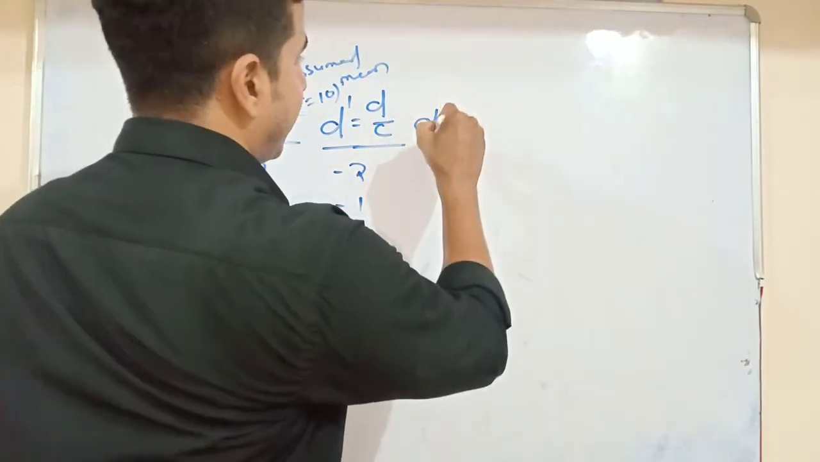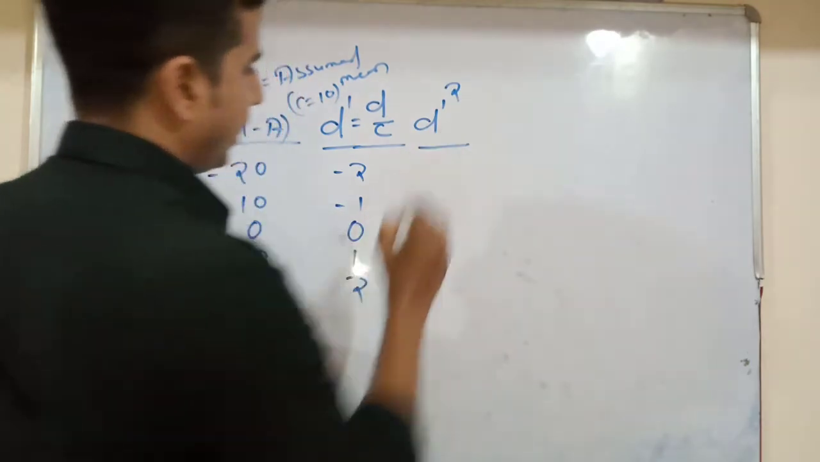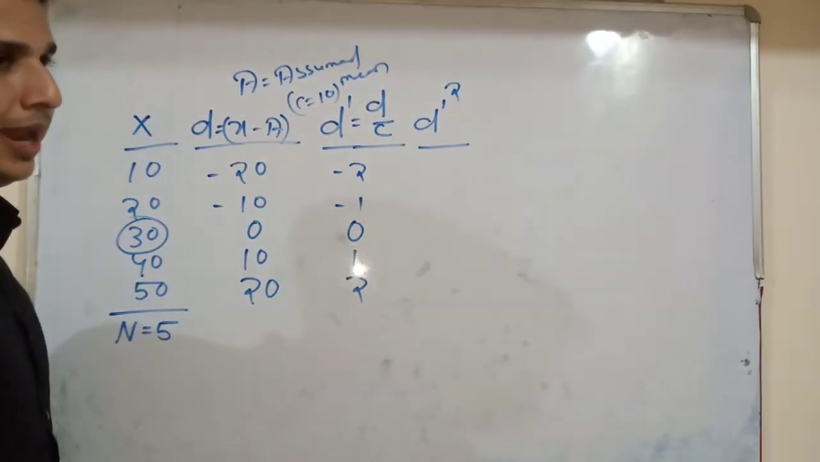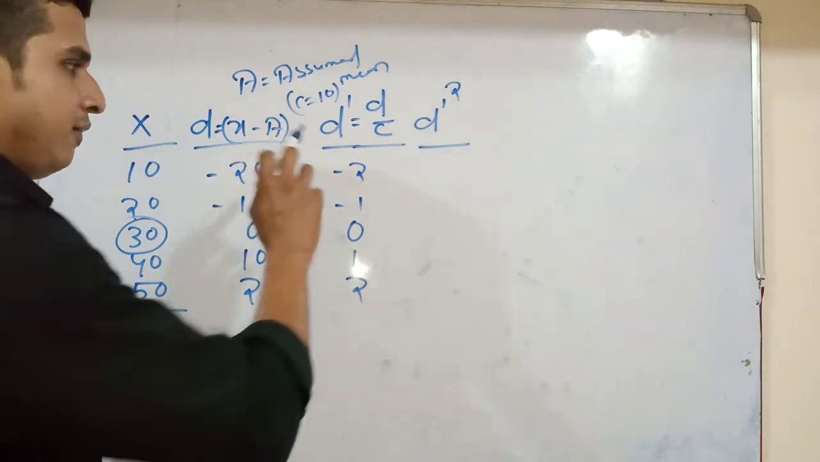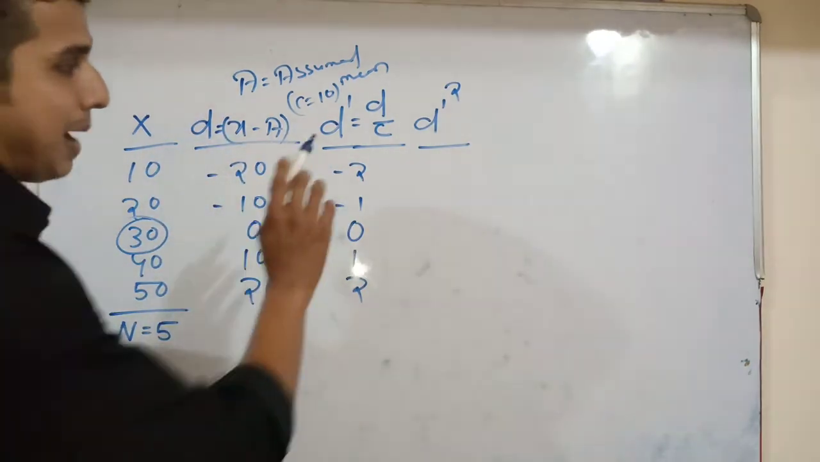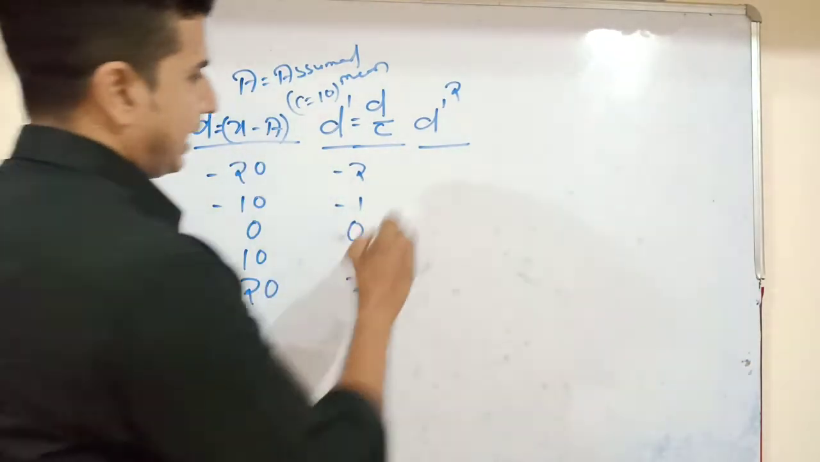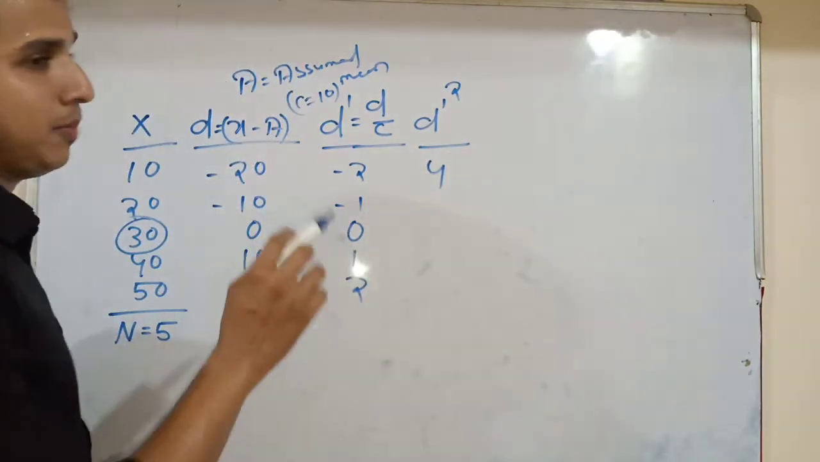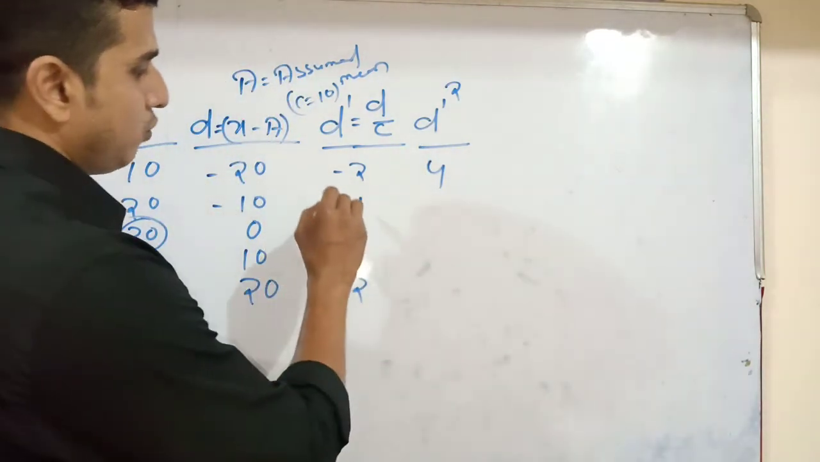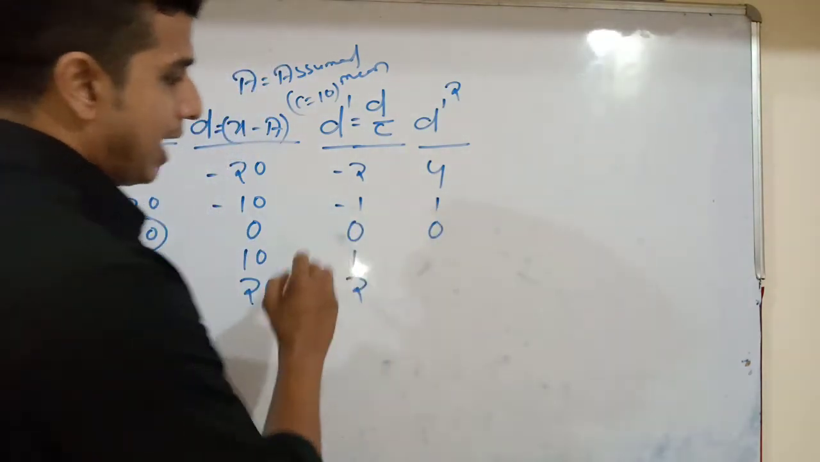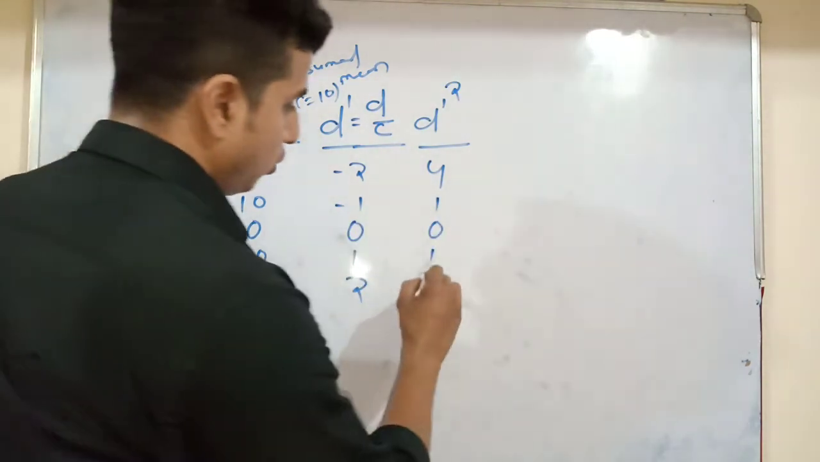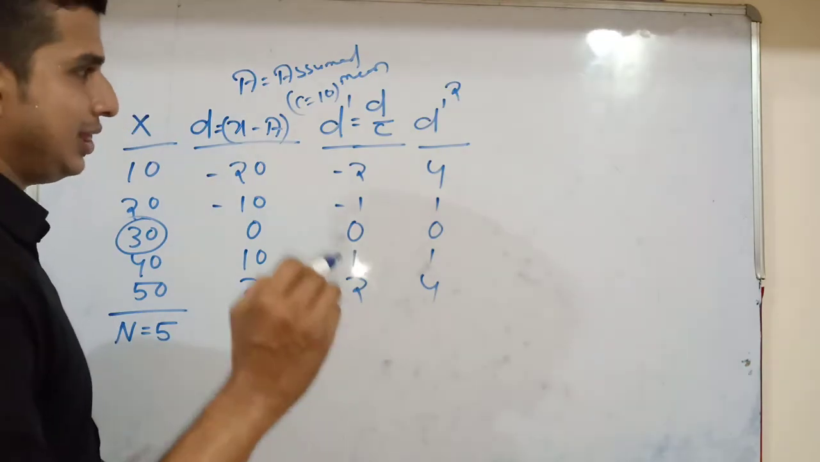Then we have to find out the D dash square. D dash square means we have to multiply the value of the D dash with the value of the D dash. So minus 2 into minus 2, that is 4, because minus minus plus. Minus 1 into minus 1, that is 1. 0 into 0, that is 0. 1 into 1, that is 1. 2 into 2, that is 4.